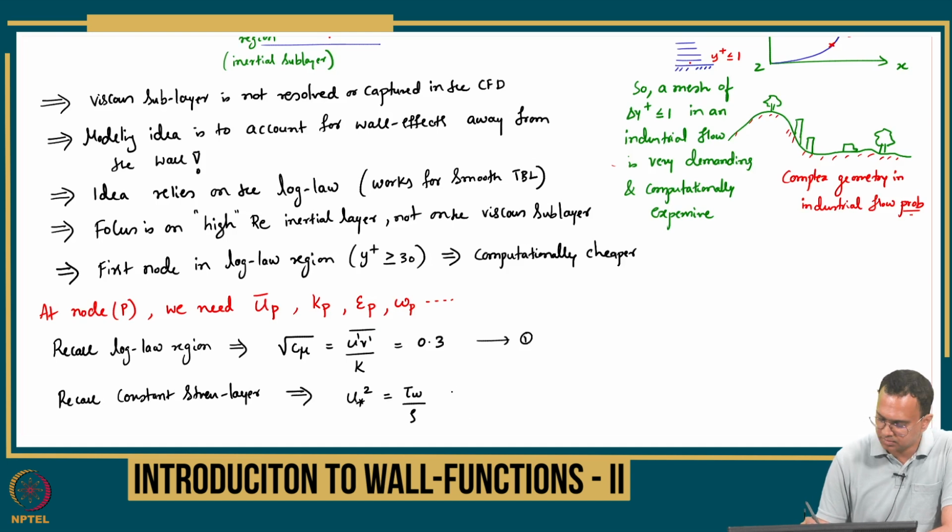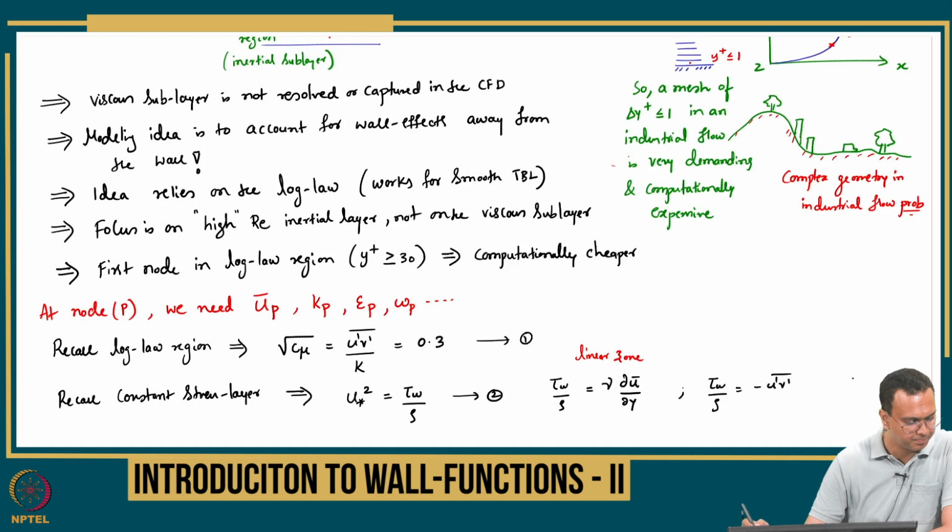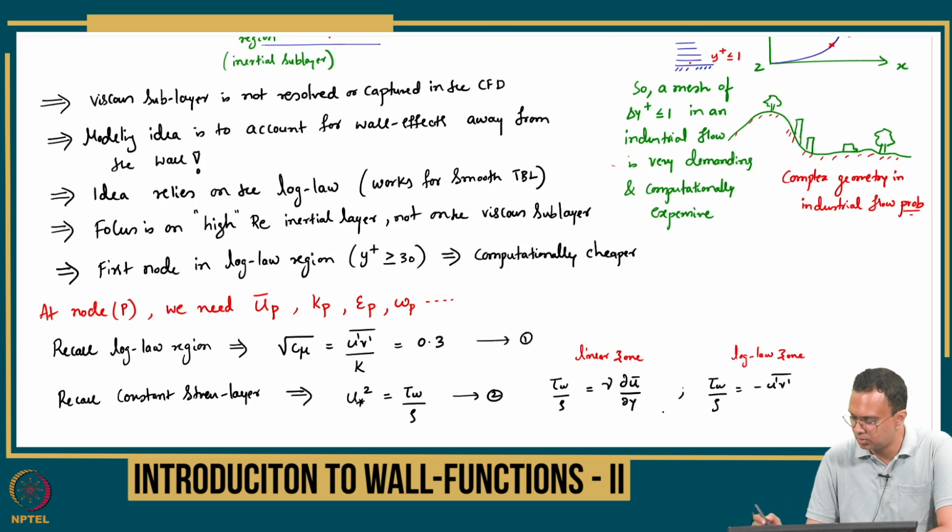So let's call this equation 2 here. Now you must know that this tau w by rho is nothing but tau w itself is nu du/dy in the linear sublayer, linear zone, and this tau w by rho becomes minus u prime v prime bar in the log law zone, that we have seen to first order what would appear.